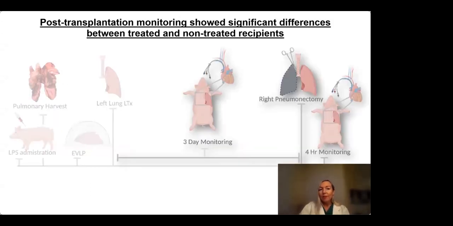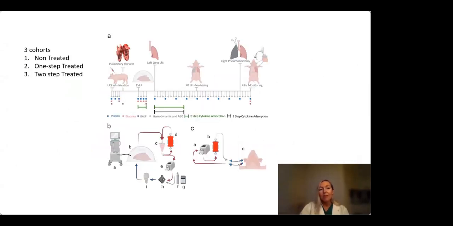We then compared the treated and the non-treated recipients following left lung transplantation over the course of 3 days. In total, we had 3 groups. Just to remind you, we had the group who received cytokine absorption during EVLP and post-transplantation, the 2 steps. We had a 1-step group who received cytokine absorption post-transplantation, and when we gave it post-transplantation, we gave it for 12 hours. And then we had one that went through the whole procedure without any cytokine absorption treatment.